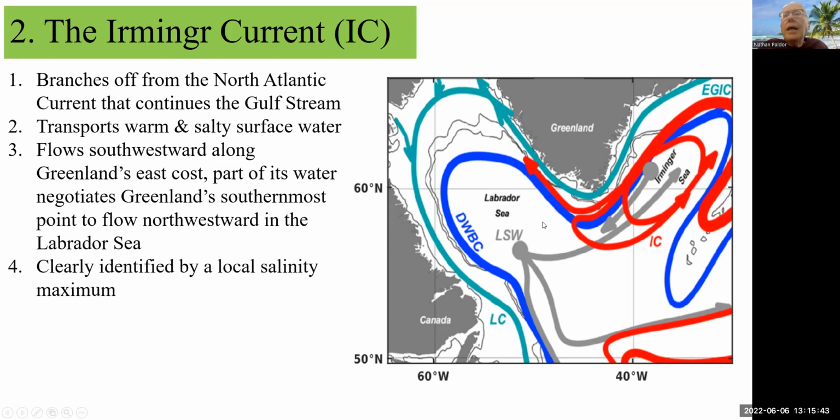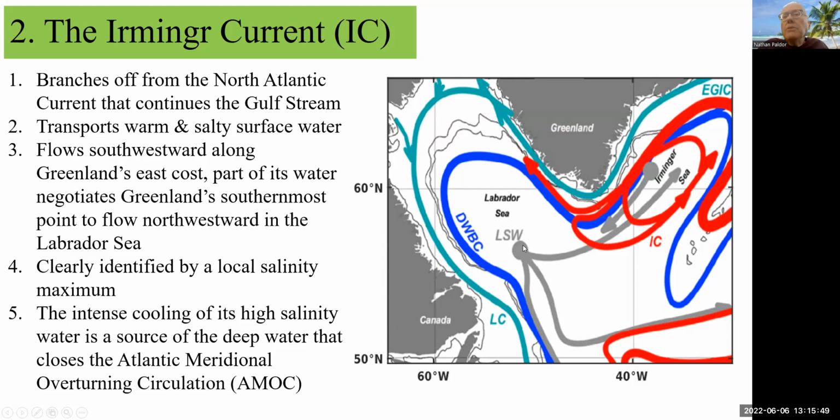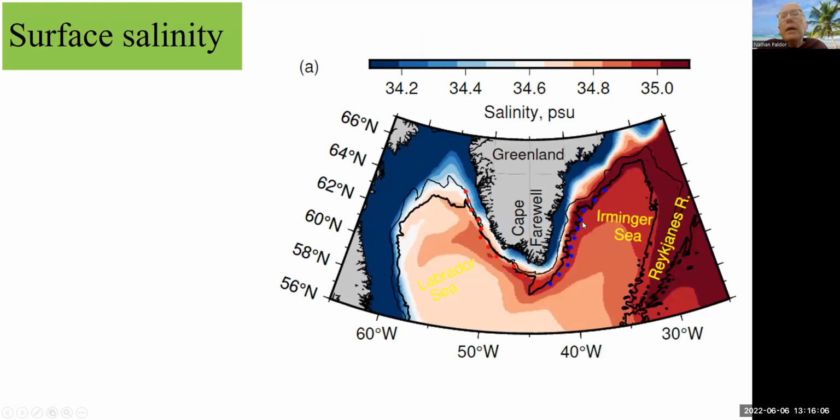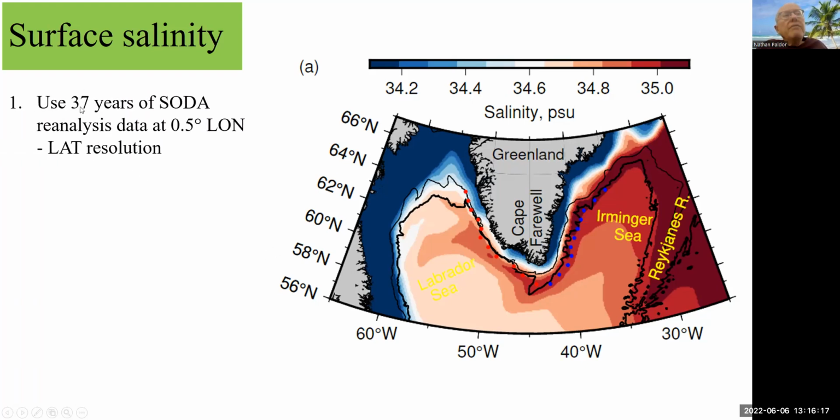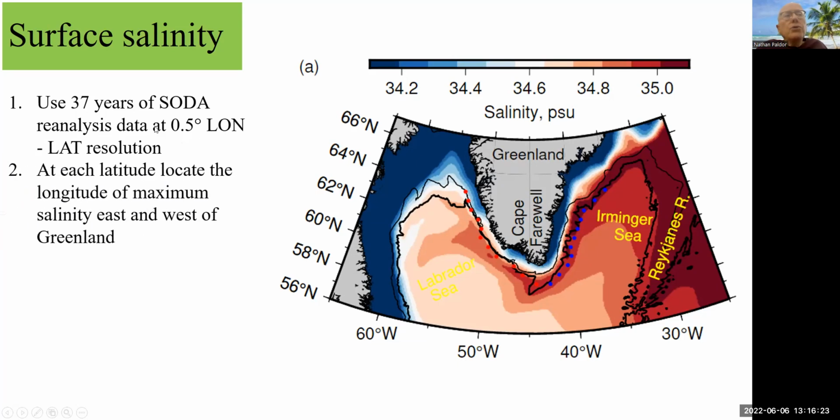The current is clearly identified by a local salinity maximum. And just a note that the intense cooling at those high latitudes of the salty water causes the sinking, or downwelling, which is part of the AMOC, the Atlantic Meridional Overturning Circulation. So we look at surface salinity on the east, marked by blue, and on the west, marked by red, in a transect that's about 700 kilometers long. And we take 37 years of SODA data that are 0.5 degrees in longitude and latitude.